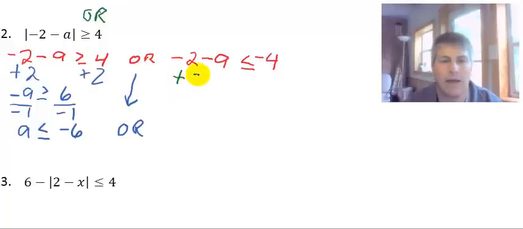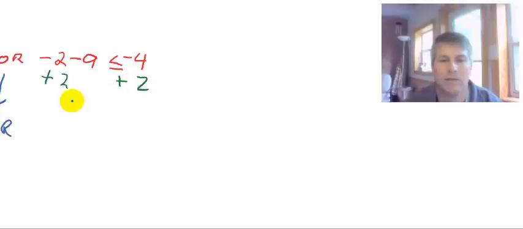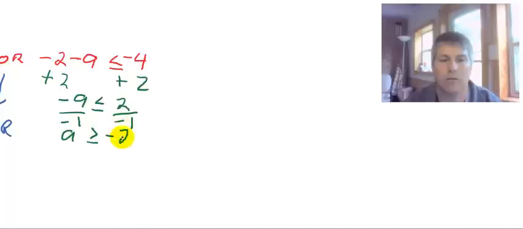I will add 2 to both sides. I get negative a is less than or equal to positive 2. Divide by negative 1. Change the direction of my inequality, and I get a is greater than or equal to negative 2.